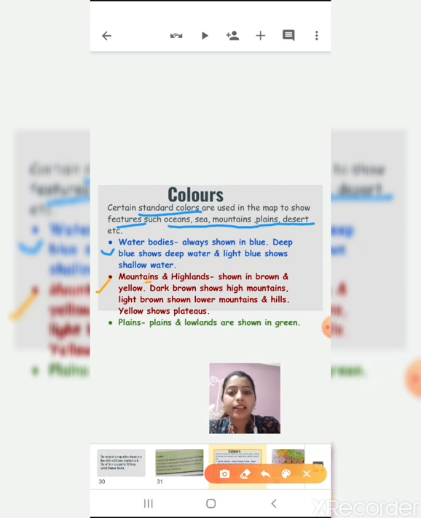Second, mountains and highlands. They are always shown in brown and yellow color. Dark brown shows high mountains. Light brown shows lower mountains and hills. And yellow color shows plateaus.